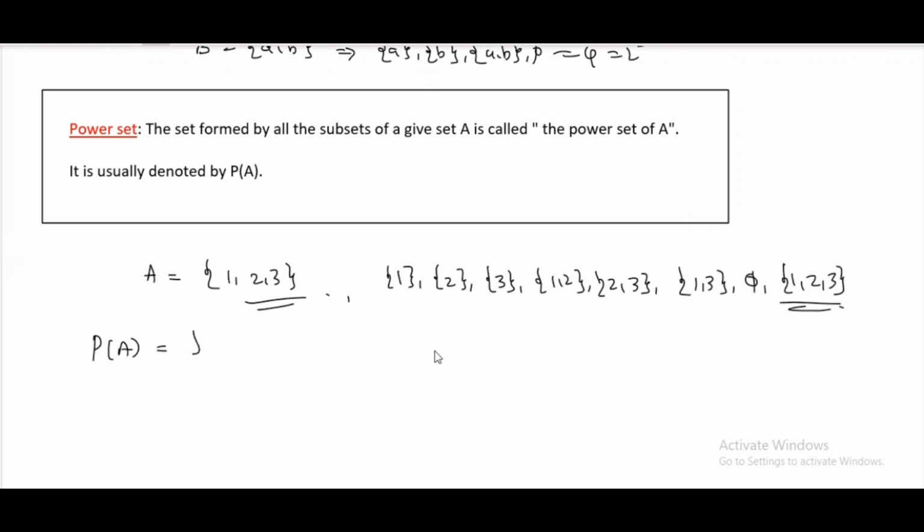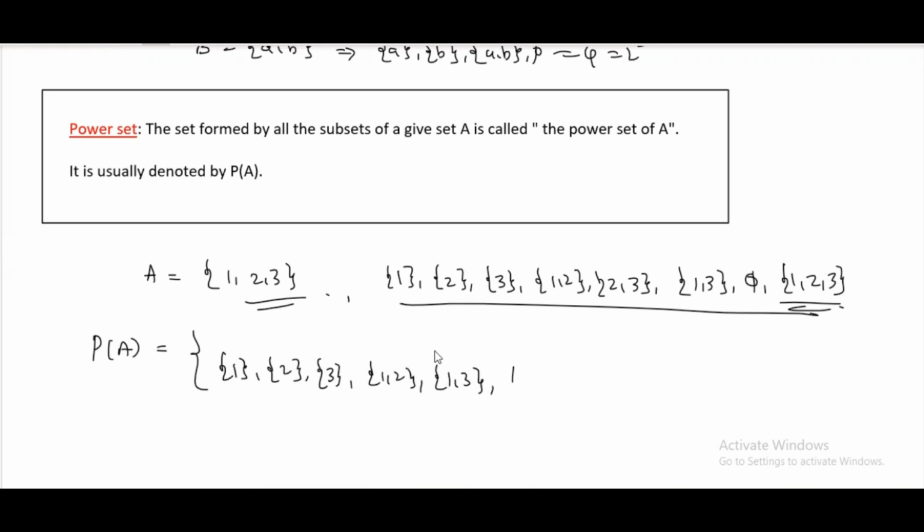If we take all these 8 subsets as the elements, then we can say this is the power set. So the elements of the power set will be subsets of the given set. Like {3}, {1, 2} is an element, {1, 3} is an element, {2, 3} is an element, {1, 2, 3} is an element, and phi is also an element in the power set. So this is called a power set. Usually it is denoted by P(A).